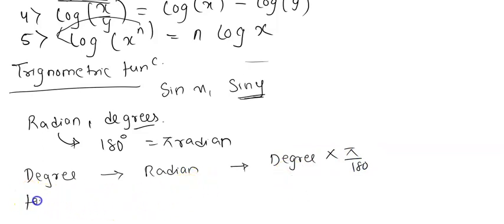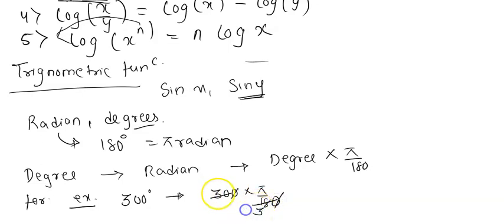For example, if I need to find the value of 300 degree, it will be this degree into pi by 180. Solving this, cancelling the zeros, 6 threes are 18, 6 fives are 30, we get 300 degree as 5 pi by 3 radians.